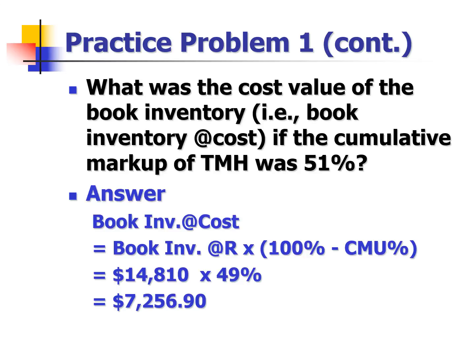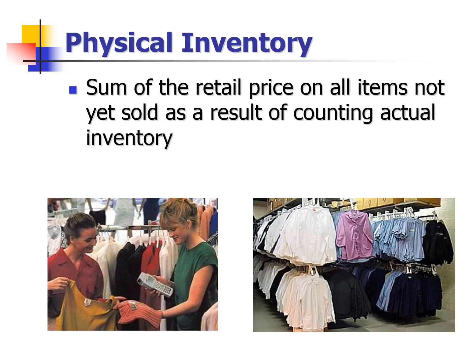So that was not a hard calculation, right? So book inventory at retail value, which was 14,810 times 100% minus 51%, which is 49%. That gives us the estimation of the book inventory at cost of 7,256.90. So we just discussed what book inventory is, which is how much we should have according to the records.